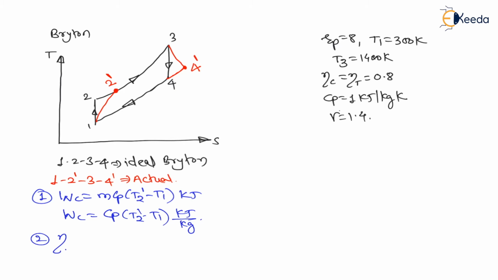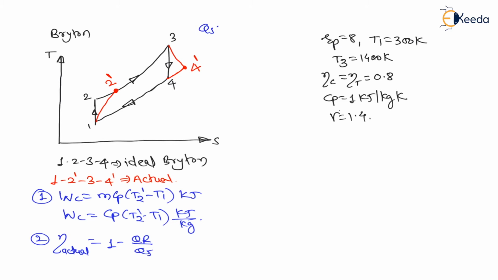Means efficiency actual of the Brayton cycle. Now, efficiency actual is nothing but 1 minus heat rejected over heat supply. And heat rejected is, my dear students, from 4 dash to 1 is heat rejection, and from 2 dash to 3 is heat supply. Therefore, here we can say heat supply in the cycle.